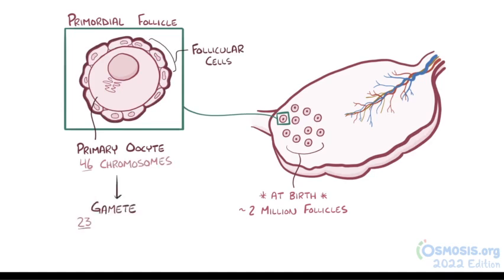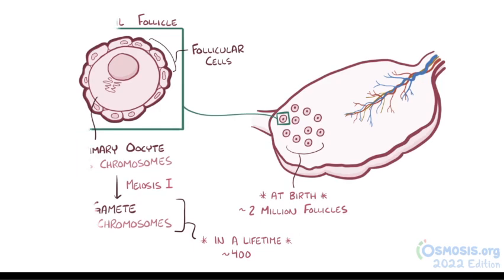The primary oocyte has 46 chromosomes, but eventually it has to turn into a gamete with only 23 chromosomes. To do this, the primary oocytes have to complete meiosis I, and in a person's lifetime, only about 400 successfully do that. This process of oocyte development follows that of follicular development, which can be broken into 3 stages.